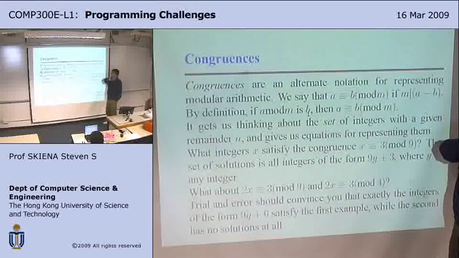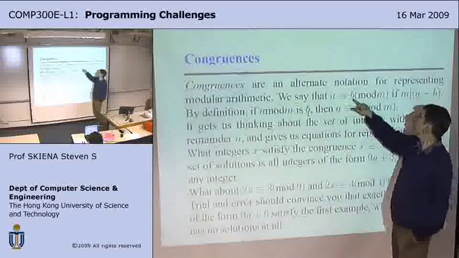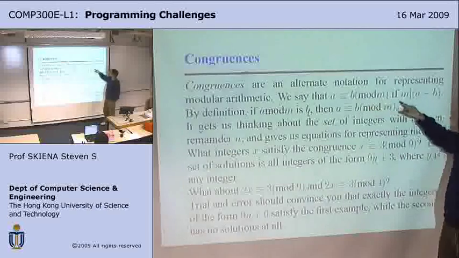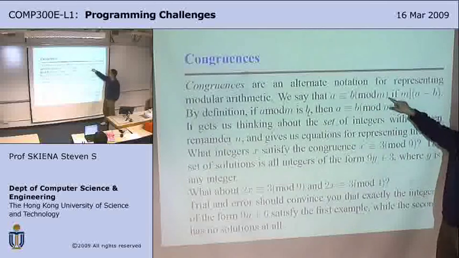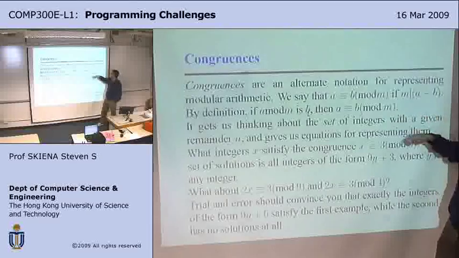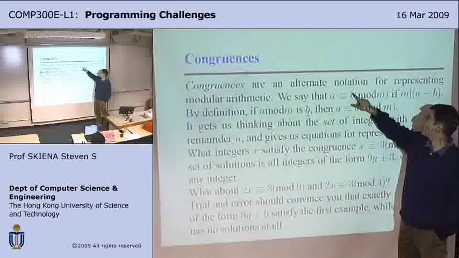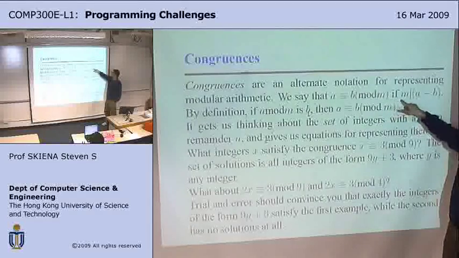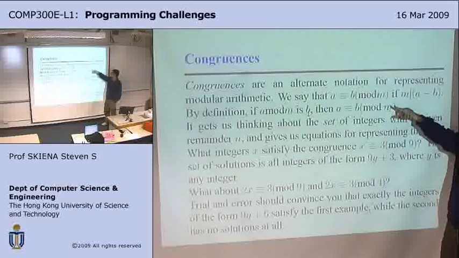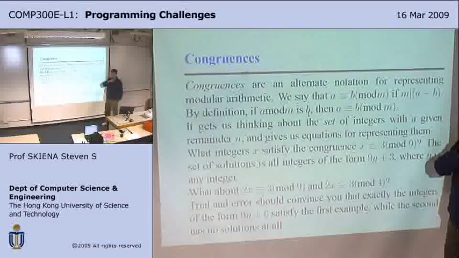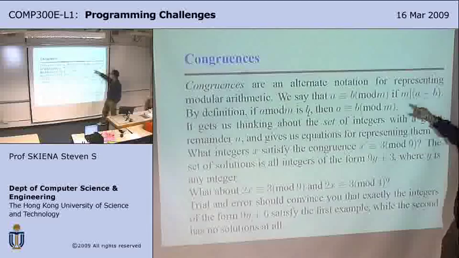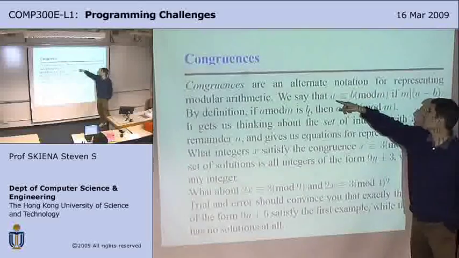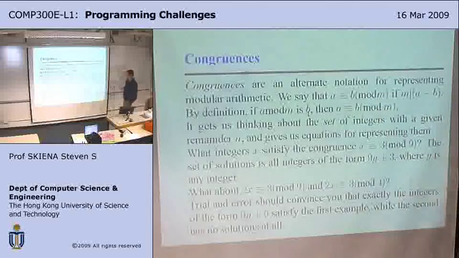Let's go through it just one more time. A is congruent to B mod M if M, the modulus, divides A minus B. If B is equal to 0, saying A is congruent to 0 mod M is the same as saying that A is a multiple of M. In general, this is sort of the remainder that we would get if we divided A by M. Okay?